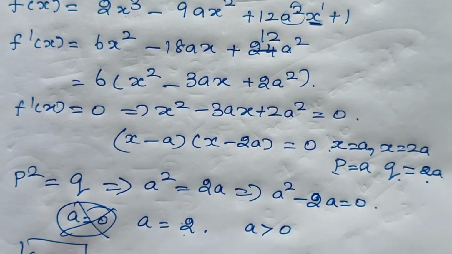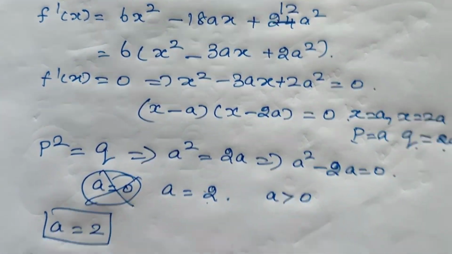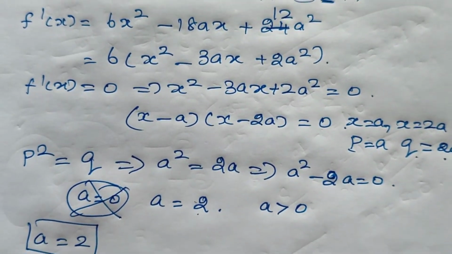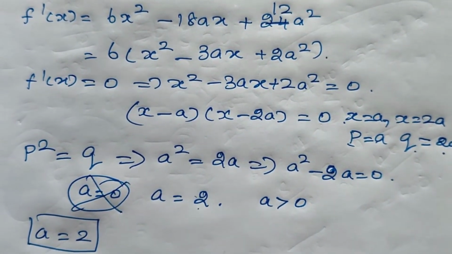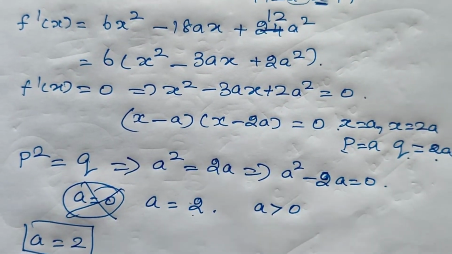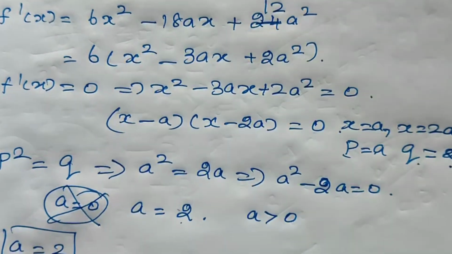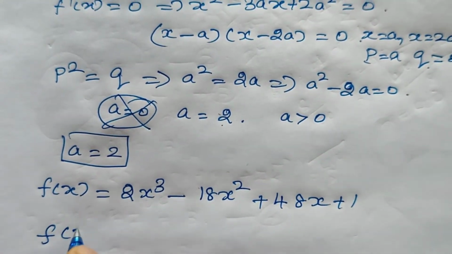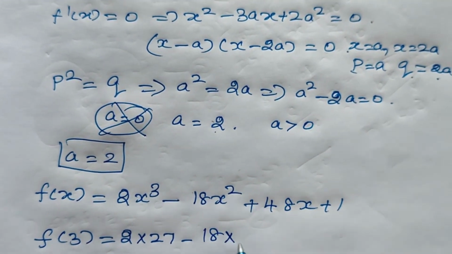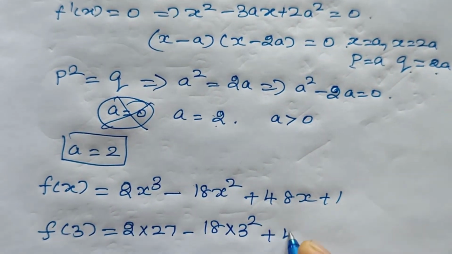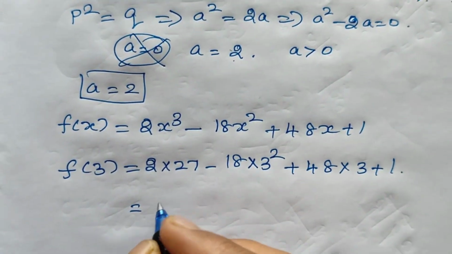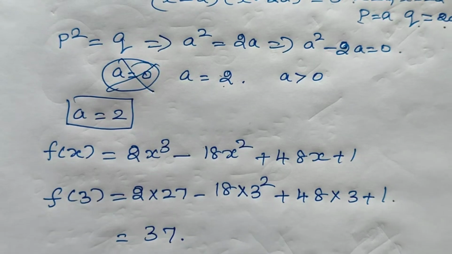Now we have to find f of x by replacing the constant. So 2x cube minus 9 into 2, that is 18x square, plus 12 into 4, 48x, plus 1. Now we have to find f of 3. So 2 into 27 minus 18 into 3 square plus 48 into 3 plus 1. The answer is 37.